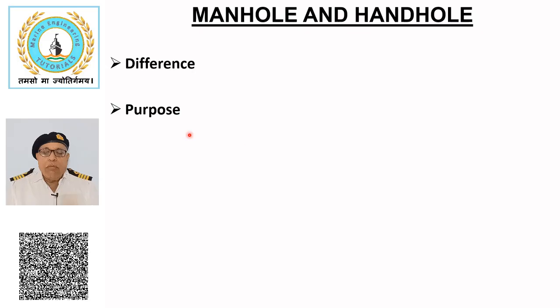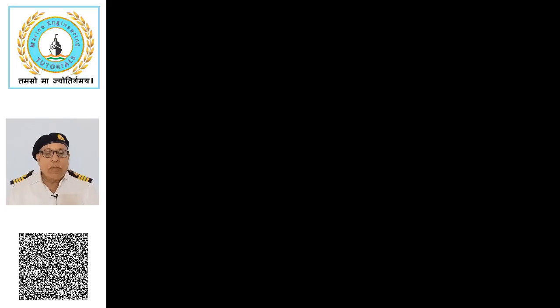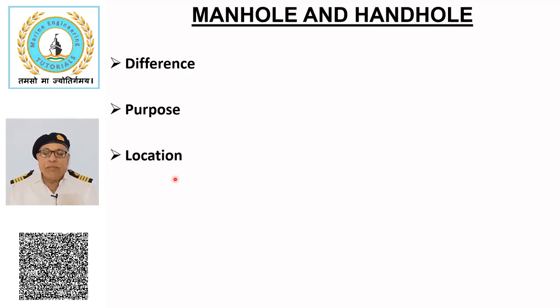Purpose. A manhole is used for carrying out internal inspection or repair in the boiler drum, whereas handholes are used for cleaning a narrow space or for getting access to tube internals in case of headers. Location. Manholes are provided in the boiler drum, whereas handholes are provided in smoke tube boilers around the furnace and on headers in the water tube boilers.